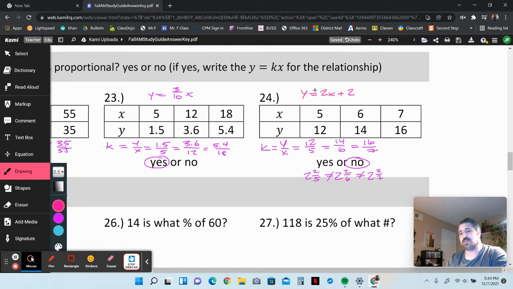So it is a linear function. It's a straight line. So this would be what we call a linear non-proportional function. So we'll do that more next year. But linear non-proportional. And it's definitely not proportional, but it is a straight line. So it's just not a straight line that goes through the origin. Okay.